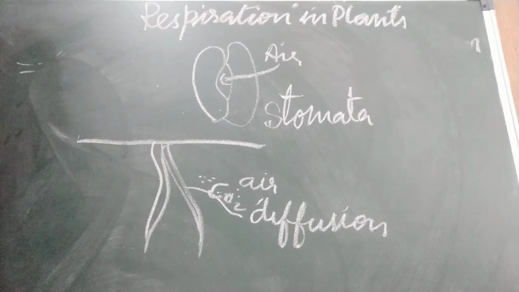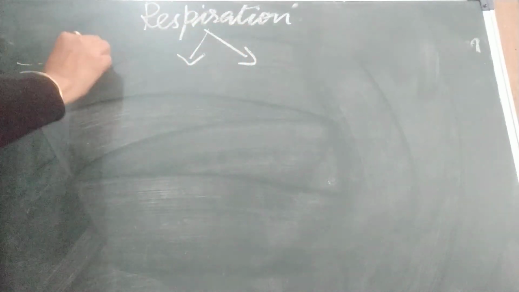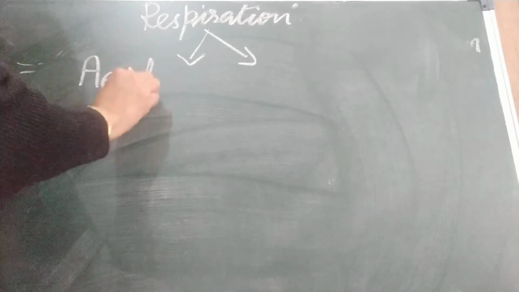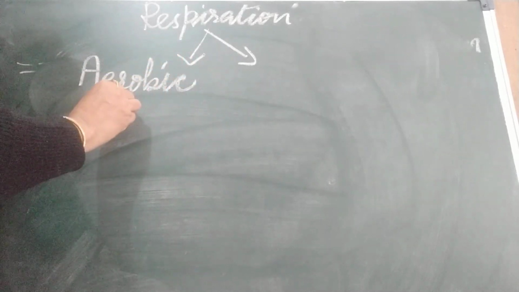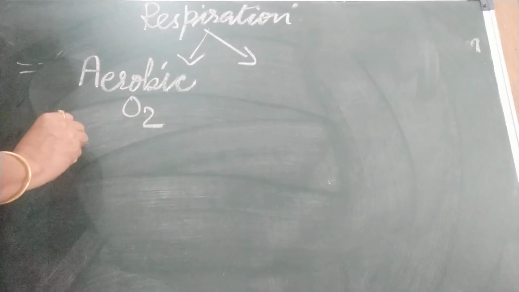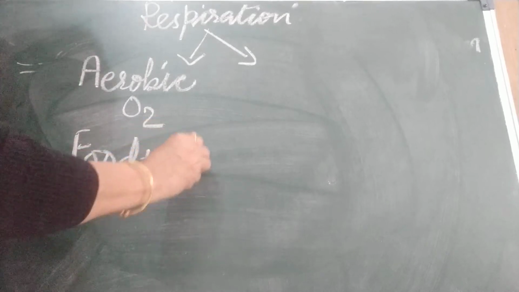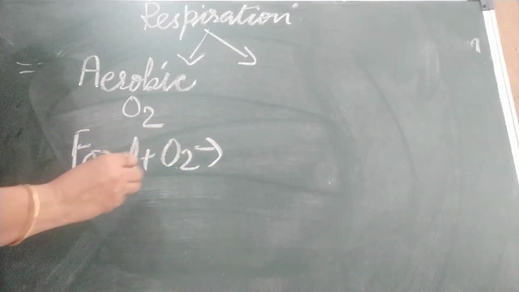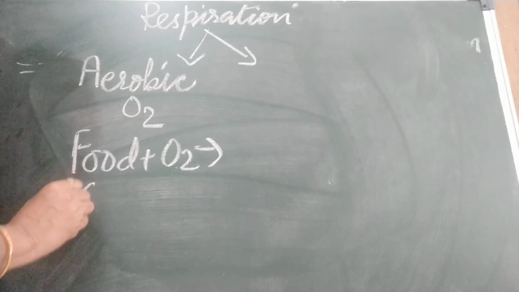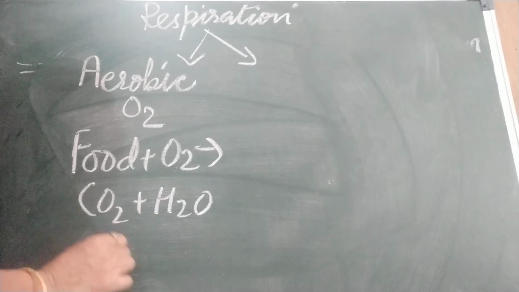Now children, there are two types of respiration. We are coming to the two types of respiration, aerobic and anaerobic. Aerobic respiration takes place in the presence of oxygen. Food plus oxygen: when oxygen reacts with food, it gives out carbon dioxide, water vapor, and a large amount of energy.